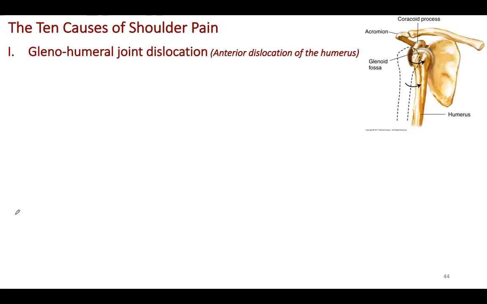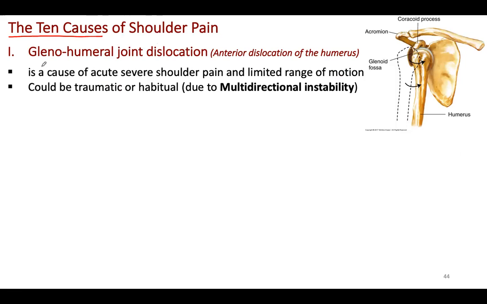Now, a patient who comes with shoulder pain, what could be the cause? It could be one of the following 10 causes. The easiest to diagnose is the glenohumeral joint dislocation. It gives a very, very characteristic clinical picture, and we will talk about how to diagnose it.